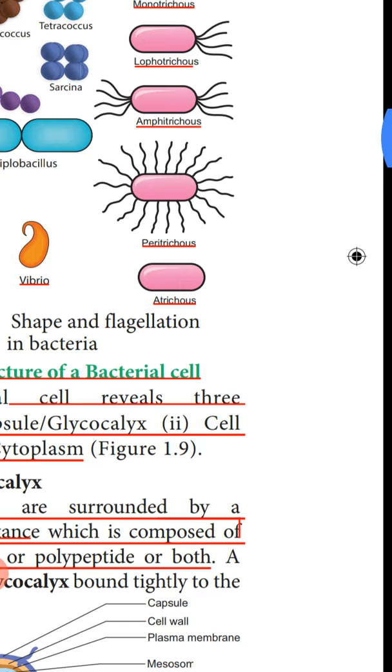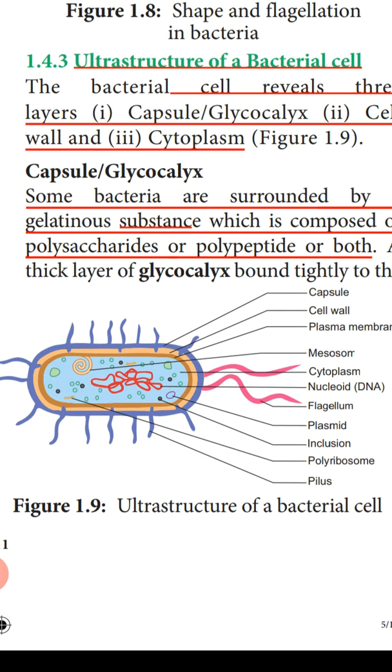Before that, let's see the diagram. Now here you can see an ultrastructure of a bacterial cell. An ultrastructure is obtained by high magnification under the electron microscope. So here you can see the three layers. You can see the outermost layer, the capsule. Below the capsule, you can see the cell wall. Below that is present the plasma membrane. This plasma membrane is enclosing the cytoplasm.